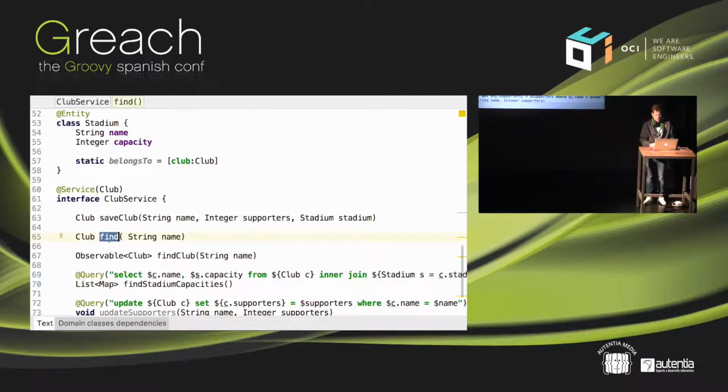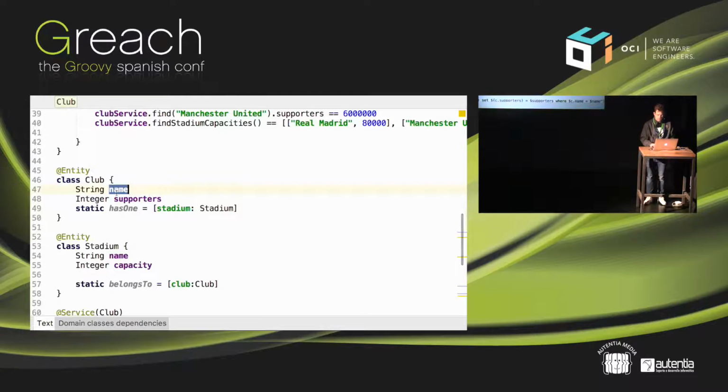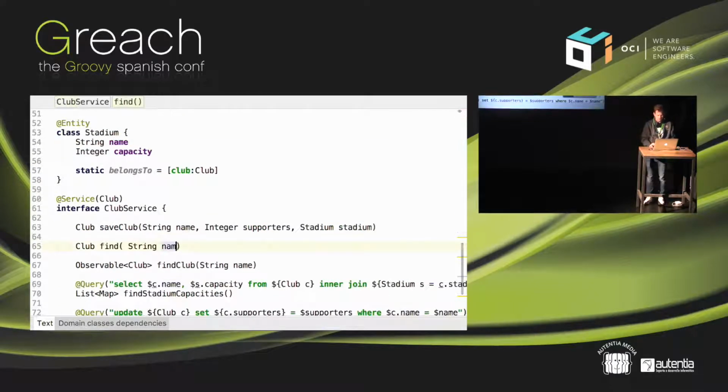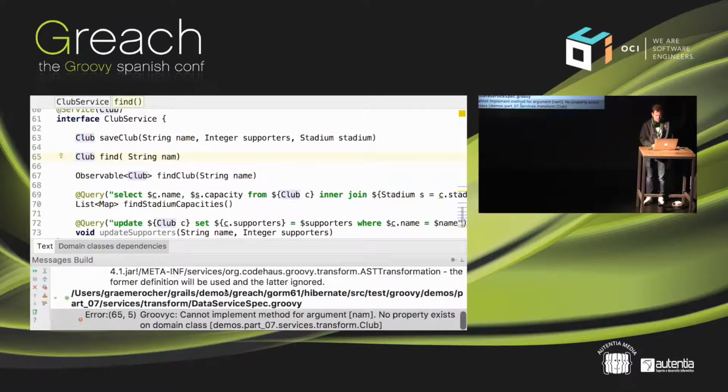And it takes a name parameter, so it knows how to implement this because the name parameter matches the name property of the club. But if I were to misspell this, for example, I get a compilation error with the exact line that says no property exists on domain class Club. So not only is it not based on runtime proxies, because it's based on compile time, you have compile time checks. It will check the validity that your service is actually valid.